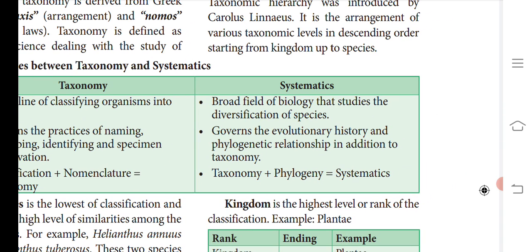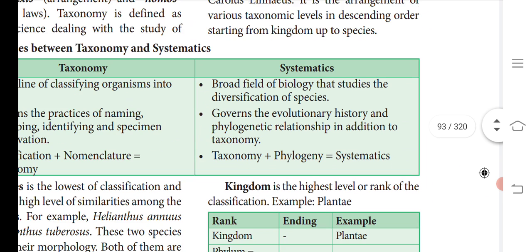Then we will see about systematics. It is a broad field of biology that studies the diversification of species. What are the differences among the species? That is called the diversification of species, and it governs the evolutionary history and phylogenetic relationships.